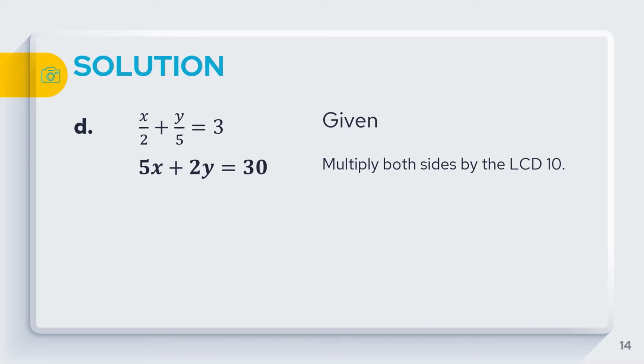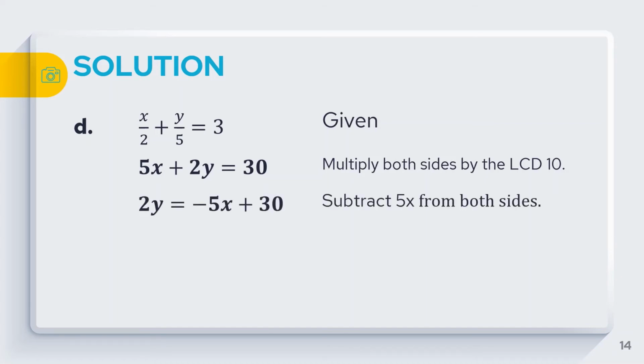to 5x, since 10 divided by 2 is equal to 5. Y over 5 times 10 will become 2y, since 10 divided by 5 is equal to 2, and 3 times 10 is equal to 30. Subtracting 5x from both sides so that 2y will remain on the left side and the rest is on the right side. So it will now become 2y is equal to negative 5x plus 30. Or simply say that 5x will be transposed to the other side. From positive, it will become negative.